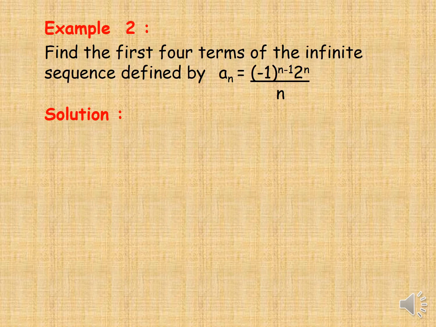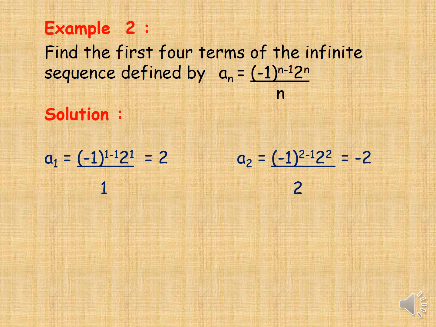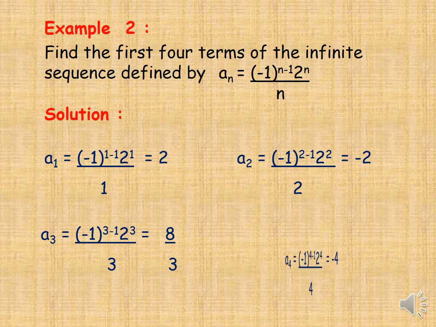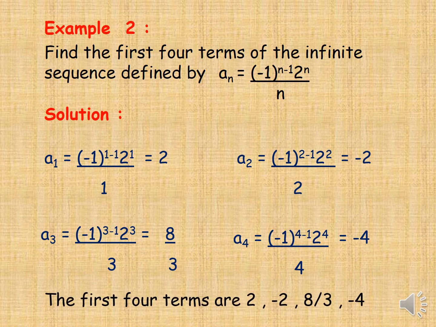Example 2. Find the first 4 terms of the infinite sequence defined by an equals negative 1 to the power of n minus 1 times 2 to the power n over n. Replace n in the formula by each integer from 1 to 4. A1 equals 2. A2 equals negative 2. A3 equals 8 over 3. A4 equals negative 4. So, the first 4 terms are 2, negative 2, 8 over 3, and negative 4.